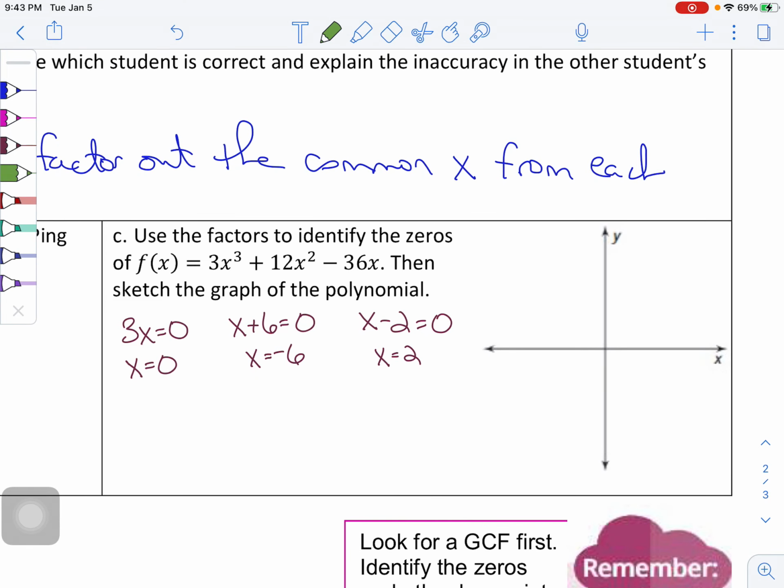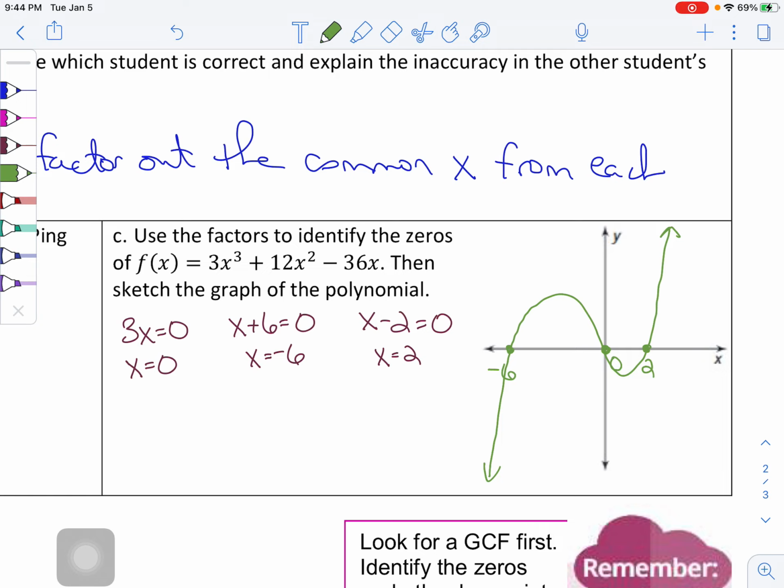Now, this does not have to be perfection. What I would like you to do, though, is label that 0. Let's go ahead and call that 2. Let's call this negative 6. Okay, now this is a cubic function with a positive a value, which means we are going to start low, curve through our x-intercepts, and then end high. So that's kind of what the graph might look like.